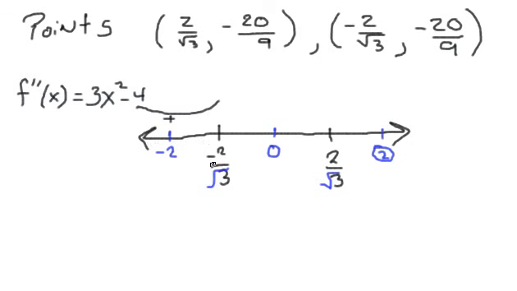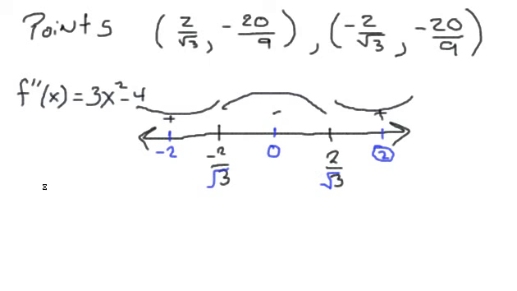Okay, from negative infinity to negative 2 over the square root of 3. Then we plug 0 in, and we get a negative number. So we know that that's going to be concave down. Then we take 2 and plug it in, and of course that's going to be positive also. This would be the same thing as plugging negative 2 in. So that's going to be concave up.